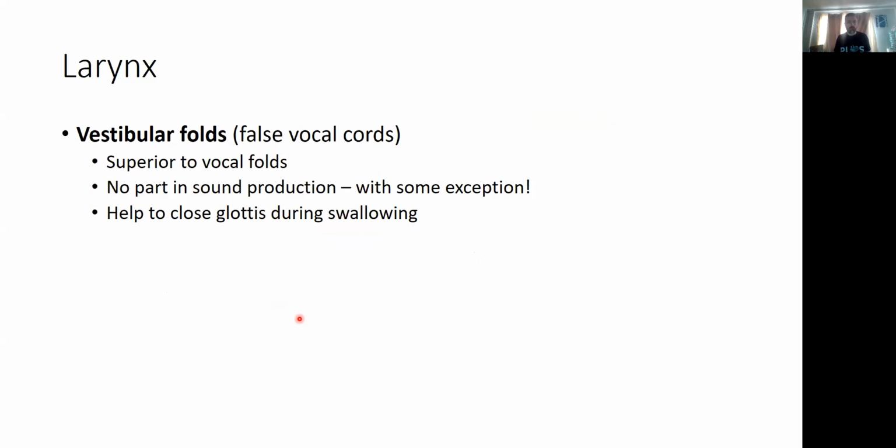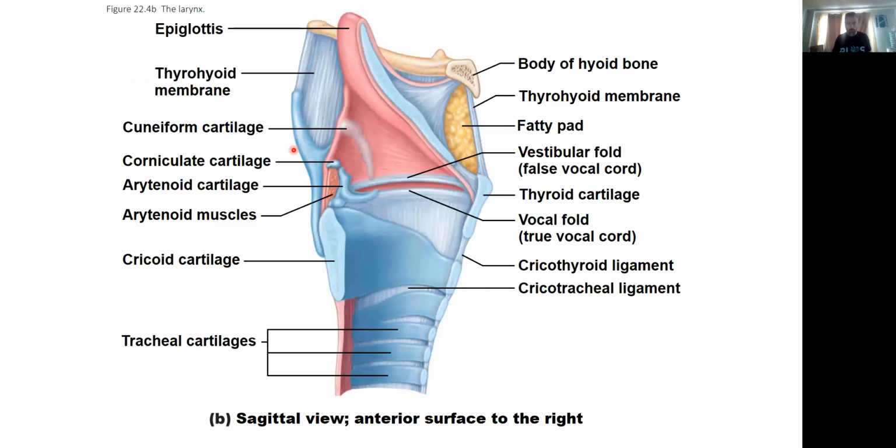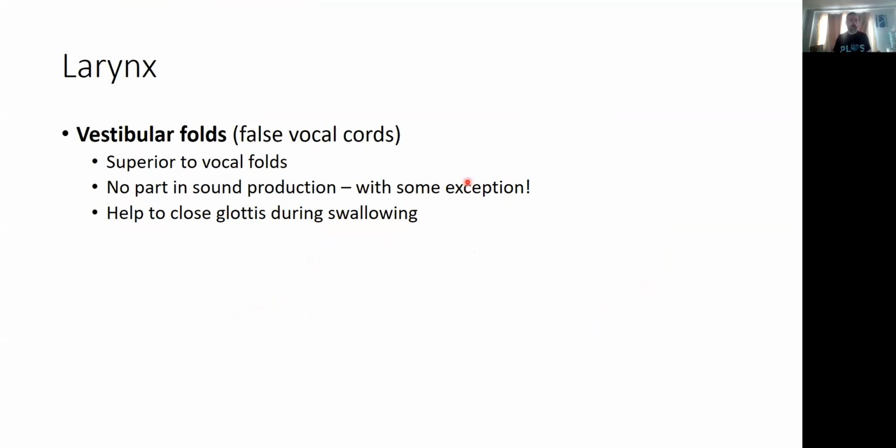The other folds here, the vestibular folds, these are the false vocal cords. Now, if we look back to where we're at here, here's the true vocal cords right there. And then just above them, these are those vestibular folds, or the false vocal cords. Now, generally speaking, the average person has no part in making any sounds. There are some exceptions, and we'll see a video of that just in a second if I can get it to work. But the idea here is that they're going to help close the glottis during swallowing.